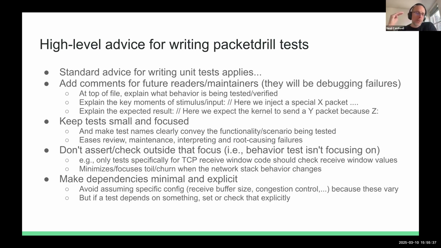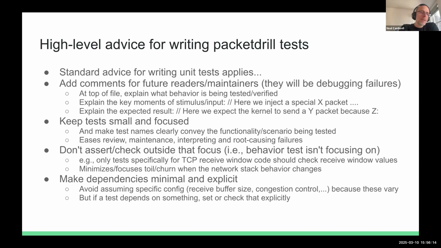And then I find it's also good to have comments down in the body of the test to explain the key moments of both the input, where often you're injecting a particular kind of packet, and then also the expected result from the network stack under test, where you want to say, this is what we expect the kernel to do, and this is why, so that if someone else is looking at a failure, they can read this explanation of the intent of what you're trying to test and what is supposed to happen. That can really help things.